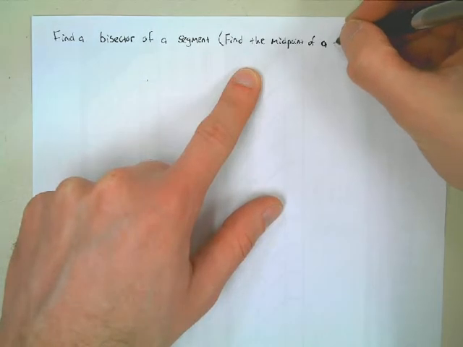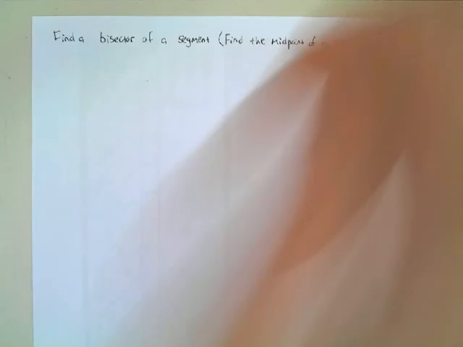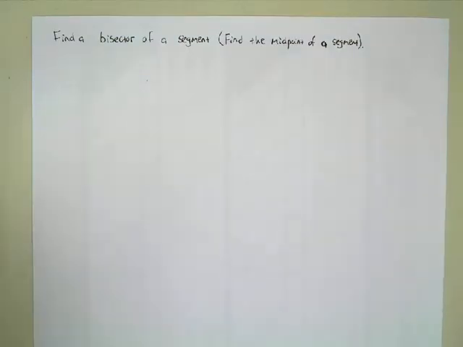You can call this finding the bisector, because what does a bisector do to a segment? A bisector cuts a segment into two equal pieces. A bisector will cut it into two equal pieces. Well, if you have two equal pieces, then that point in the middle is the midpoint. This is super easy. Very easy construction. You ready for this?